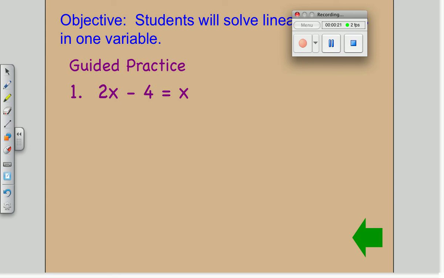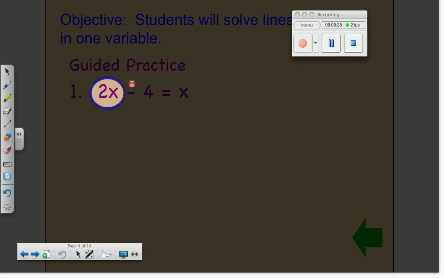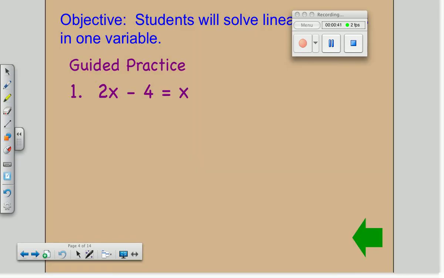So here we go. I have x here, but I also have x here. Both sides of the equal sign. So here's my equal sign. I have x to the right, and I have x to the left. So that's what we're going to be dealing with today. These two x's, this one and this one.